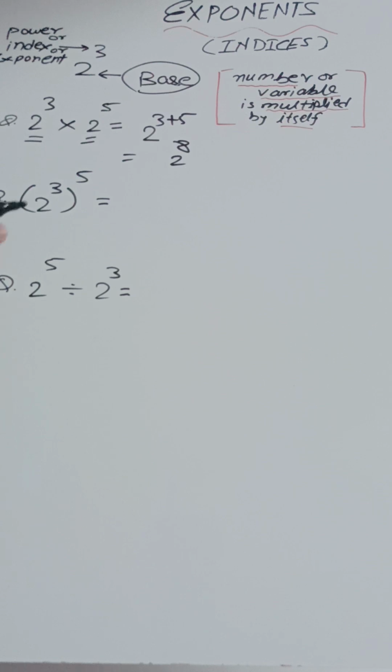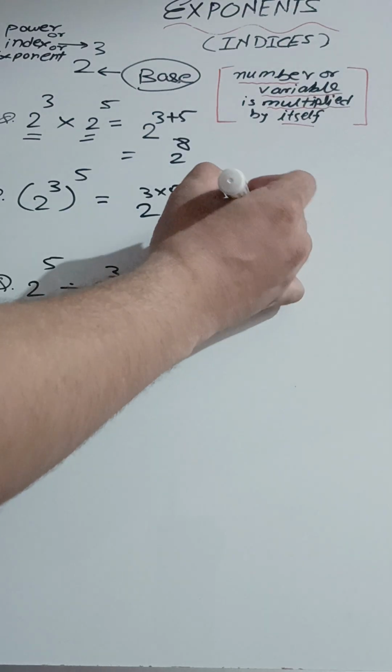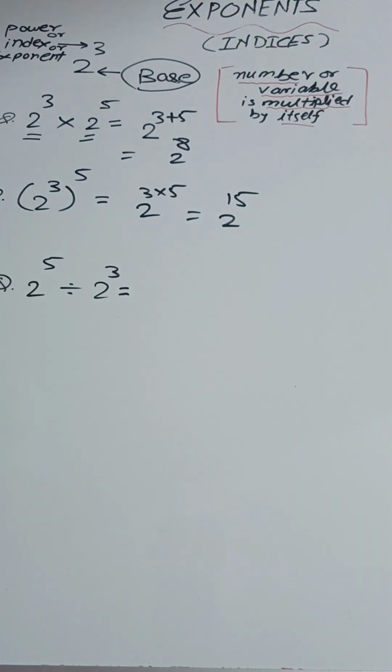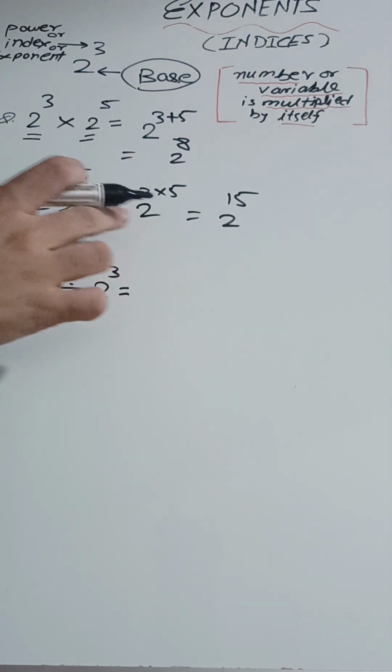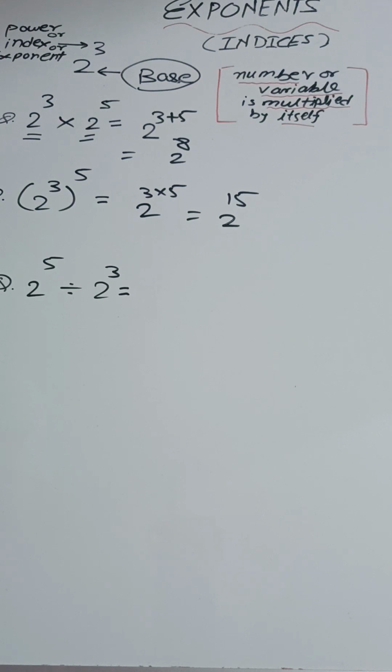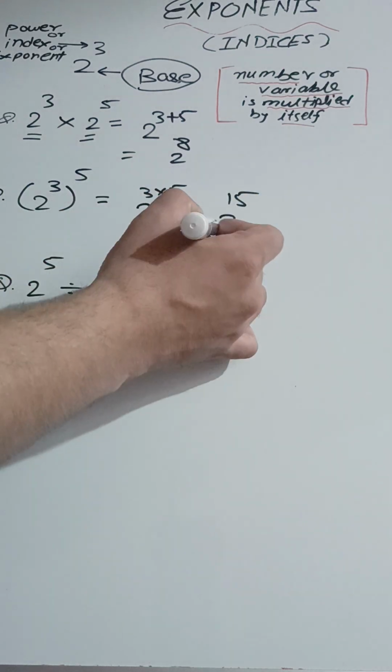In the next one, here 2 raised to power 3, then bracket closed, then again you have power. This type of problem you can solve simply: write 2, then multiply 3 into 5, that is 15. So your answer will be 2 raised to 15. So if you have 2 raised to power 3, then bracket closed, then again a power, simply multiply 3 into 5, 2 raised to 3 into 5, that is 15. So the answer will be 2 raised to power 15. This is your second type.